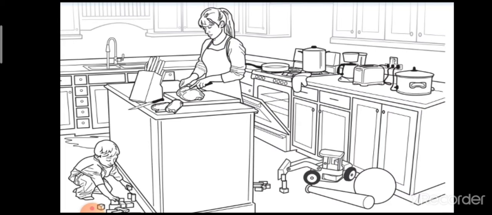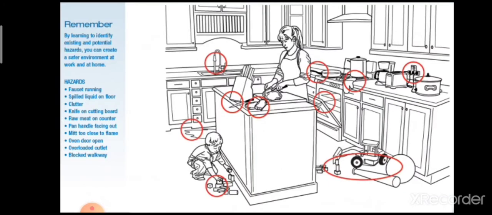Here's a picture in the kitchen. I want you to identify as much as you can what are the hazards that we're expecting and risks. We're giving you 30 seconds to provide your answers. Time's up. Here are the answers.